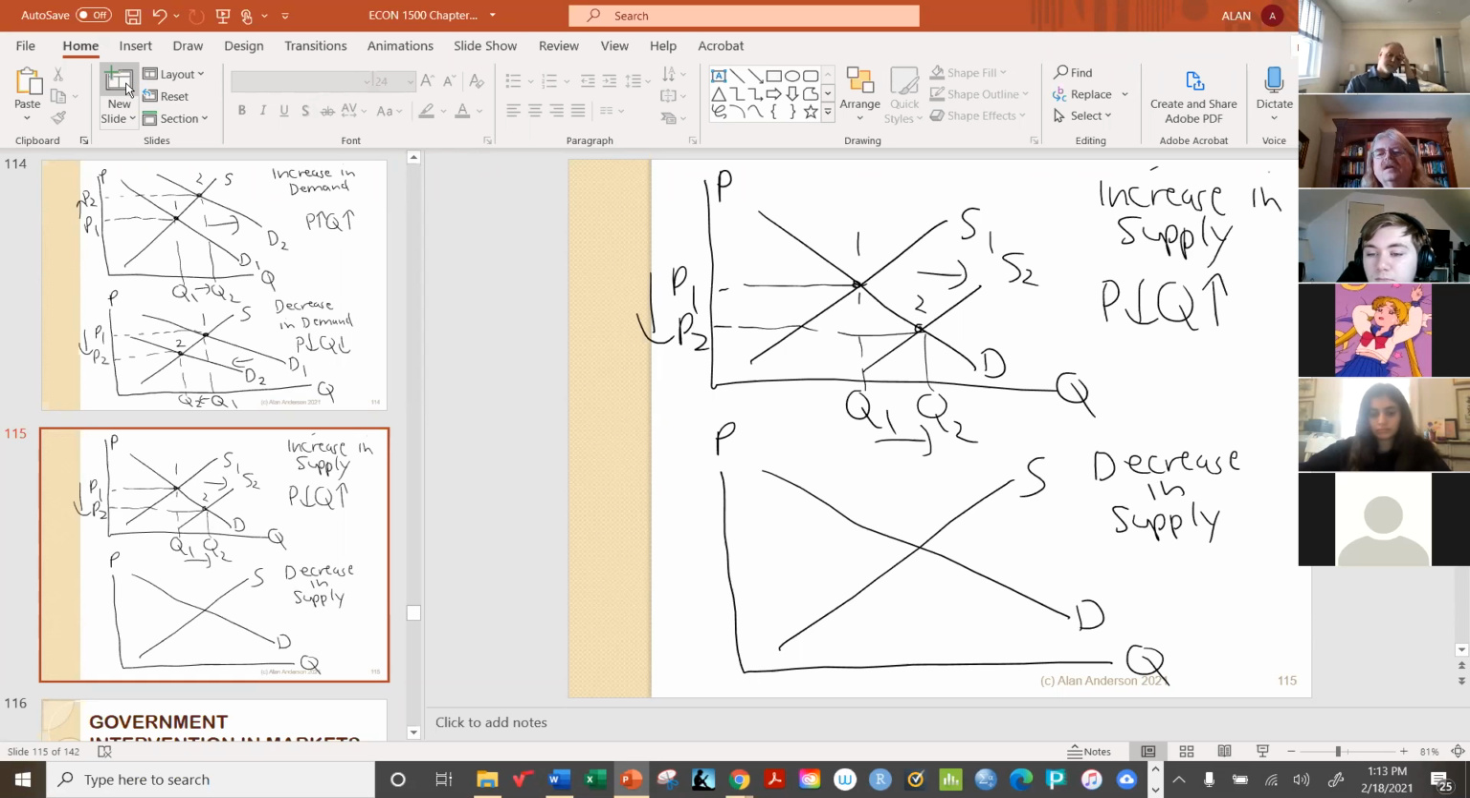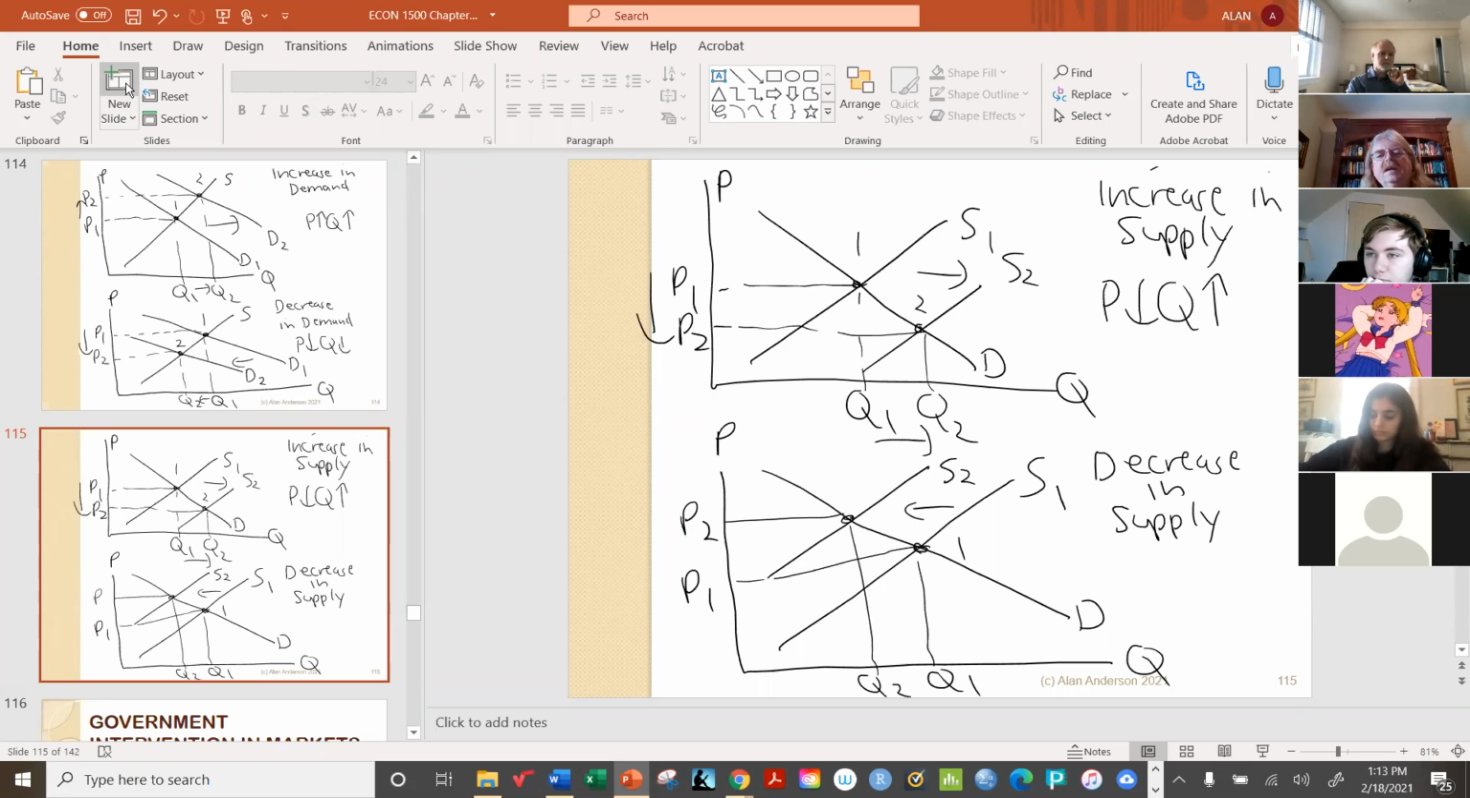Okay, so we're going to start here, move up here. And so our original equilibrium was right here. We'll call that point 1. And yeah, look what happens. Oh, bad news. The price went up and the quantity went down. So we're paying more for less of the product.